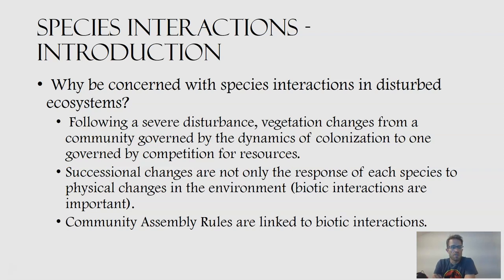So species interactions. Why should we even be concerned with species interactions in disturbed ecosystems? Well, in general, if we think about all those life history traits of species that move in initially following a disturbance, we know that that initial community is governed mostly by colonization. So which species can even get there? But as time goes on, those vegetation communities switch from assemblages that are dominated by colonization to those that are dominated by competition for existing resources.